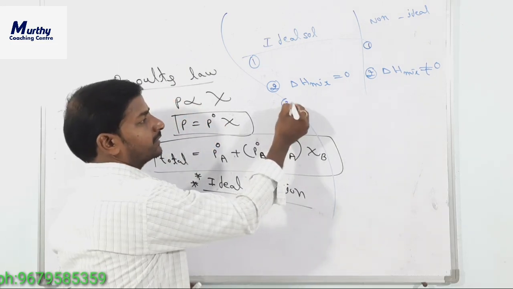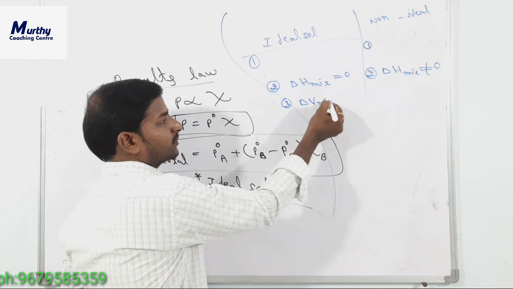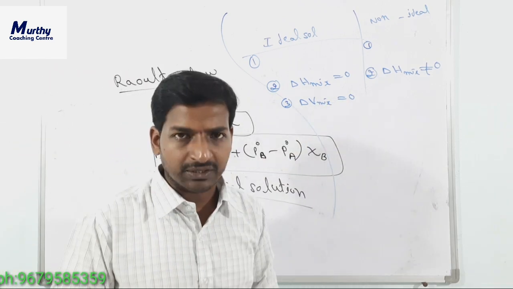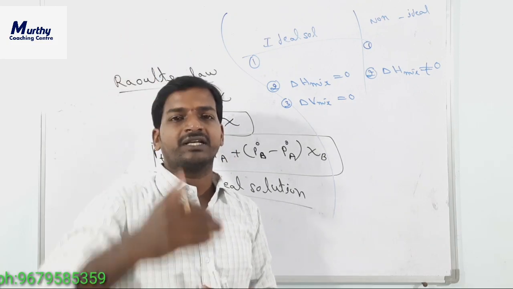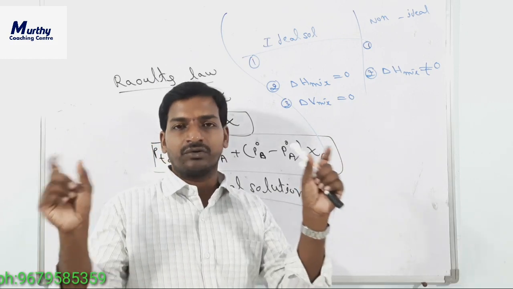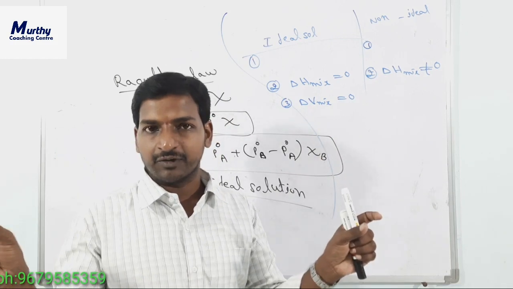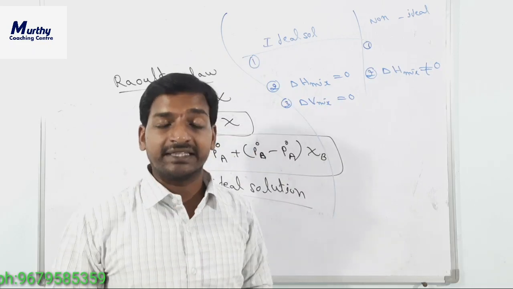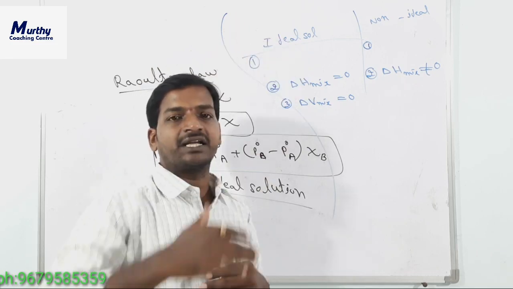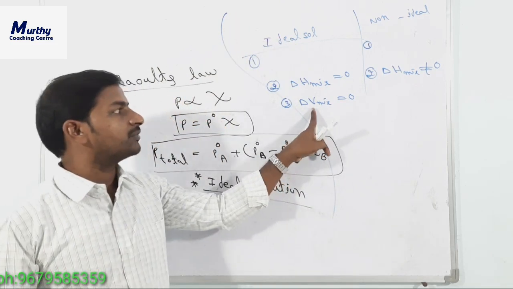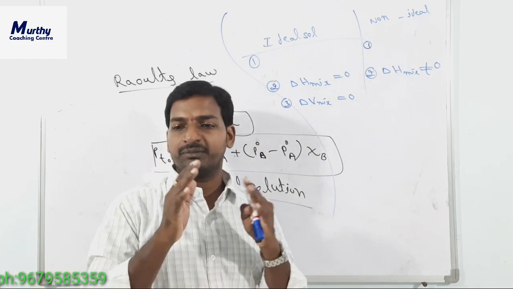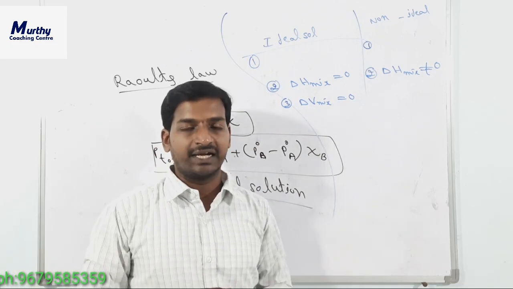Next, the third point: delta V mixing of the solution is equal to 0. Means during the formation of solution, there should not be expansion or compression. When we are mixing two liquids, one liquid is 5 ml, another liquid is 5 ml. After mixing, if you get 10 ml, means during the formation of solution there is no expansion or compression. The change in volume remains constant, then we can say that is the ideal solution. If delta V mixing is 0, then we can say ideal solution.